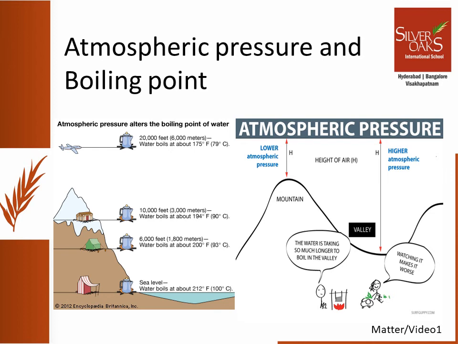As we go higher up, at 20,000 feet, the atmospheric pressure is less because the air is thin. Since the atmospheric pressure is less, water can reach that atmospheric pressure very quickly by absorbing less heat, thereby reducing the boiling point. Hence, we observe that the lower the atmospheric pressure, the lower will be the boiling point of the liquid. The higher the atmospheric pressure, the higher will be the boiling point of the liquid.